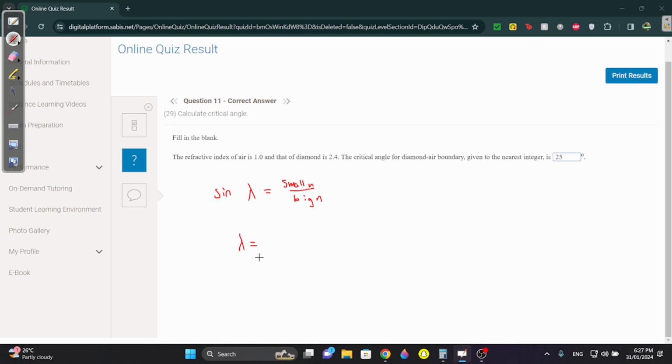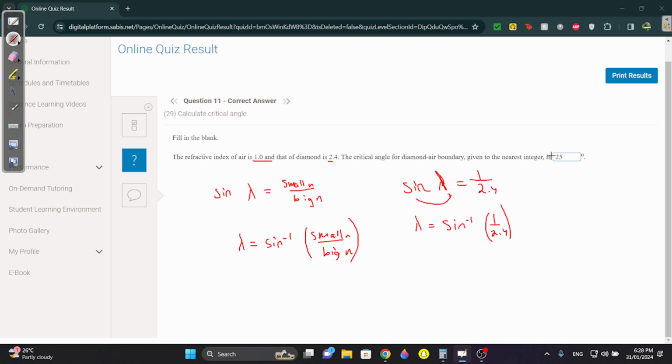If you're confused what this symbol is, it's the critical angle. It's the shift sine. It's always small n over big N. You can use this one or that one, they're the exact same thing. So that means sine of my critical angle lambda equals the small n, which is 1, over the big N, which is 2.4, and you're going to get lambda equal to shift sine of 1 over 2.4. Why shift sine? Because you have to take the sine to the other side.